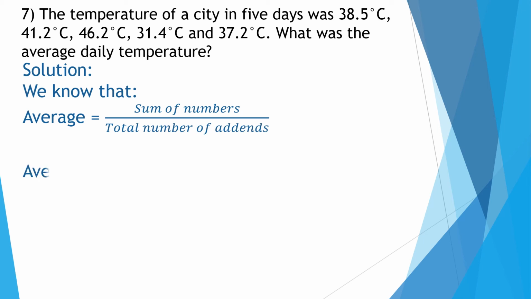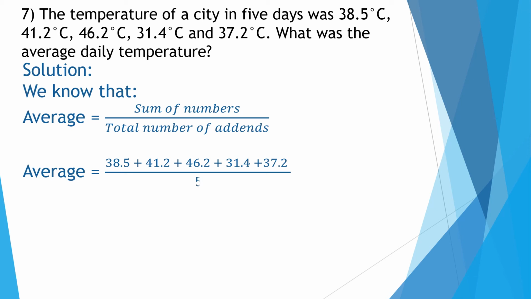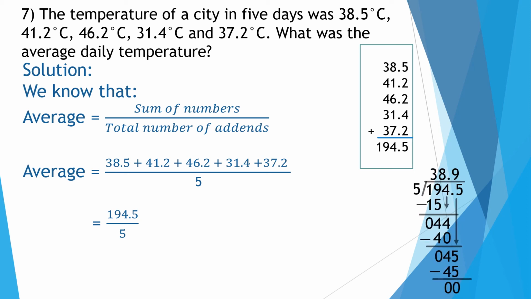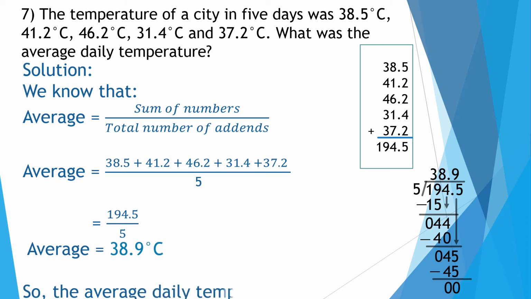First, write the sum of temperatures, which is 38.5 plus 41.2 plus 46.2 plus 31.4 plus 37.2, and divided by the total number of days, which is 5. Now add all the temperatures, which is 194.5 divided by 5. If we divide 194.5 by 5, we get 38.9 degrees Celsius as average. So the average daily temperature is 38.9 degrees Celsius.